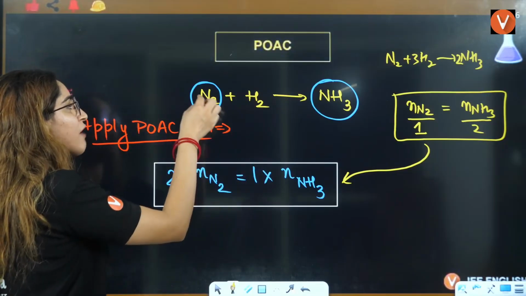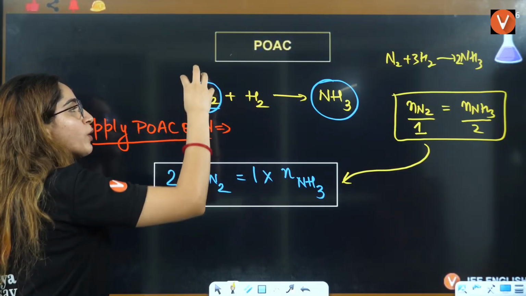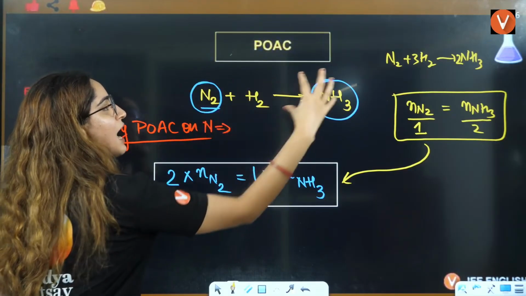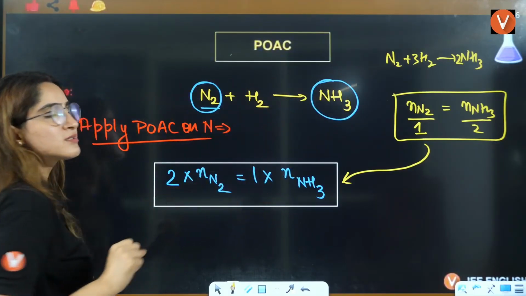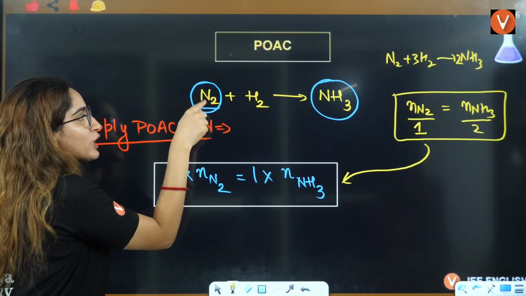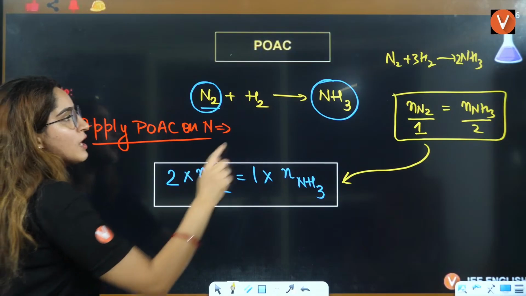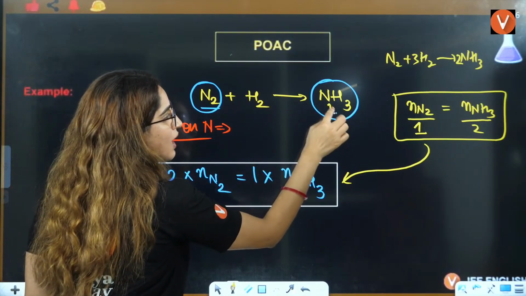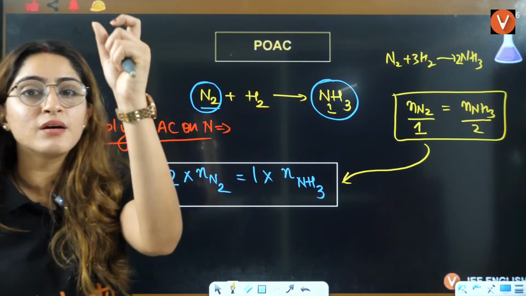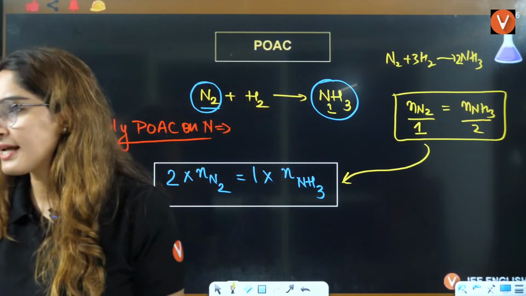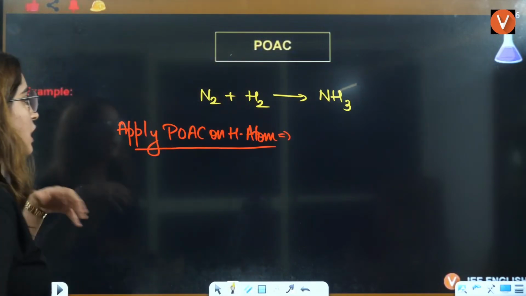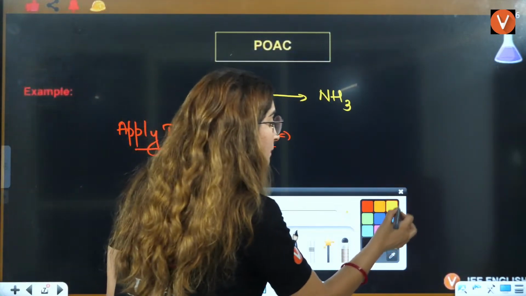In this you equate this, when you apply POAC on nitrogen, nitrogen is present here and here. So you equate this nitrogen, then you multiply it with here nitrogen. In 1 molecule you have 2, you multiply it with 2. Here in 1 molecule you have 1, so you multiply it with 1. Aren't you getting the same answer here? Okay, that is how it is applied. Firstly, you just learn how to apply this.